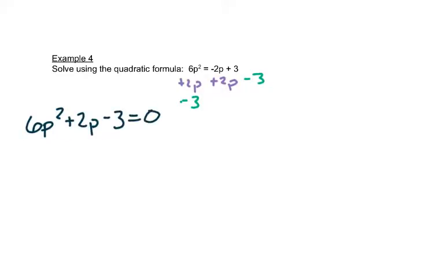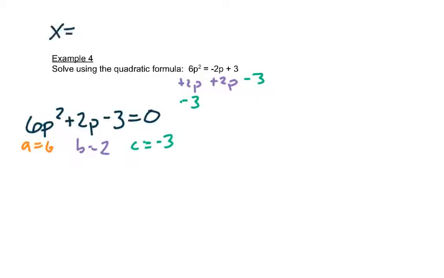Let's do one more example. In this problem, it's not in standard form, so we need to move 2p by adding it and subtract 3 from both sides. That will give us 6p squared plus 2p minus 3 equals 0. And that now tells me that a is 6, b is 2, and c is negative 3.